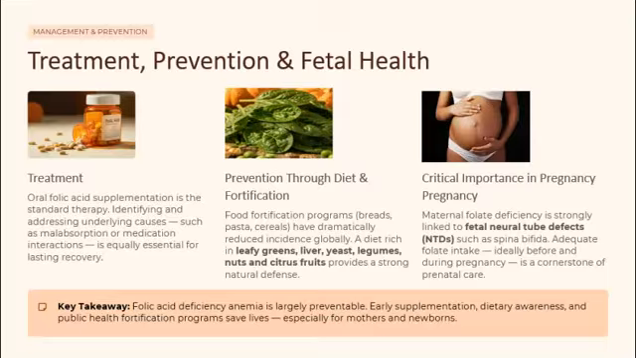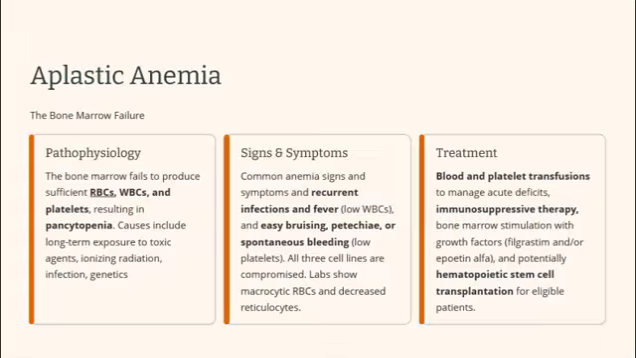And the key takeaway, folic acid deficiency anemia can be preventable. Early supplements, dietary awareness, public health fortification programs save lives, especially for mothers and newborns. The next type of anemia is aplastic anemia.